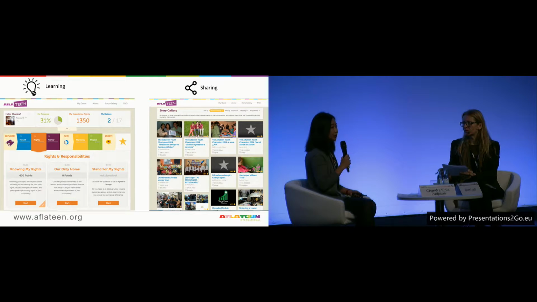The digital learning component consists of 2 sections, the learning section and also the sharing section. The learning section consists of a roadmap which takes them on a learning journey that consists of 2 levels. So the first level is where we probe them to think about the project ideas that they would like to do within the community.